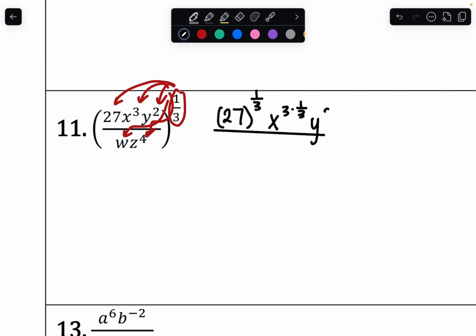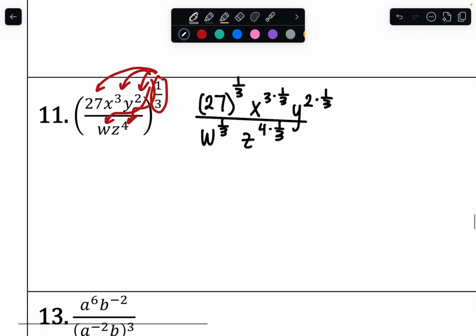Y is the base, 2 is the exponent, and now he's getting the 1/3 exponent, so those get multiplied. W didn't have an exponent, so he just gets the 1/3. Z already had an exponent, and so now he's getting 2. They're going to get multiplied.